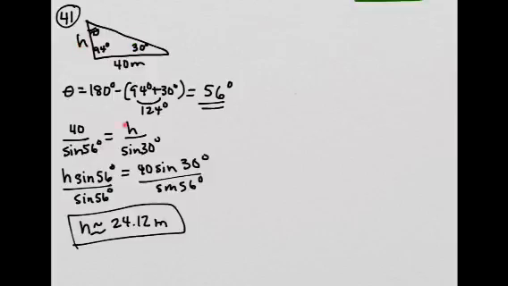You cross multiply, you get this line right here. You want h by itself, so you divide by sine 56, so now it is by itself. Plug this into the calculator and you get 24.12.